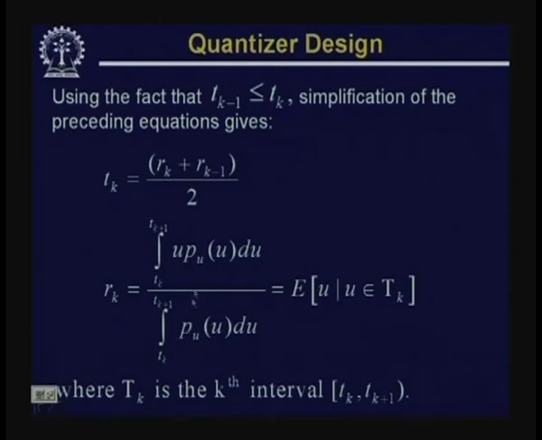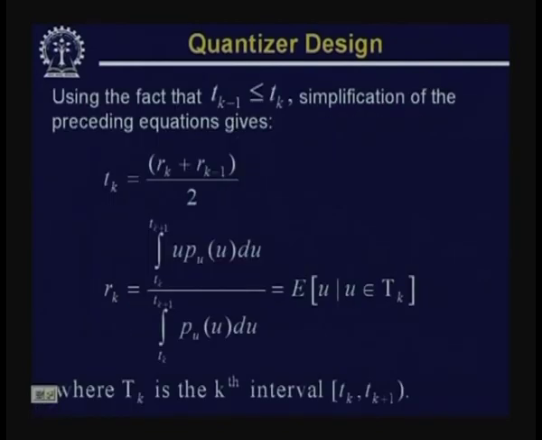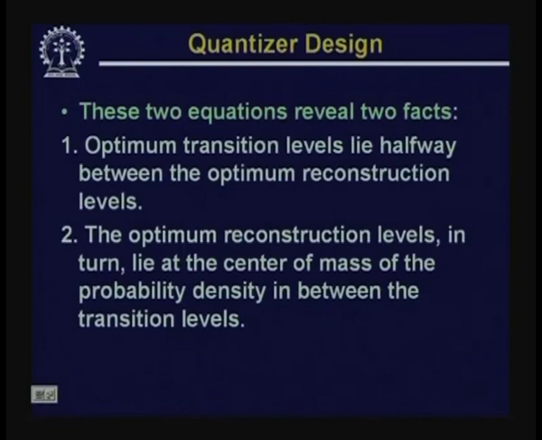So, what do we get from these two equations? You find that these two equations tell us that the optimum transition level T k lies halfway between the optimum reconstruction levels. That is quite obvious, because T k is equal to (R k plus R k minus 1) by 2. So, this transition level lies halfway between R k and R k minus 1. And the second observation is that the optimum reconstruction levels in turn lie at the center of mass of the probability density in between the transition levels.